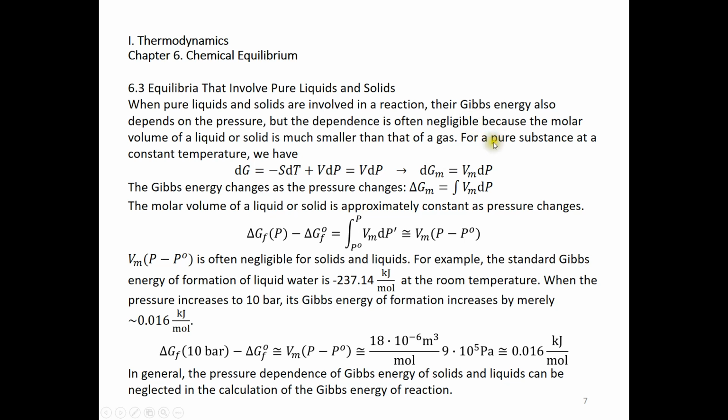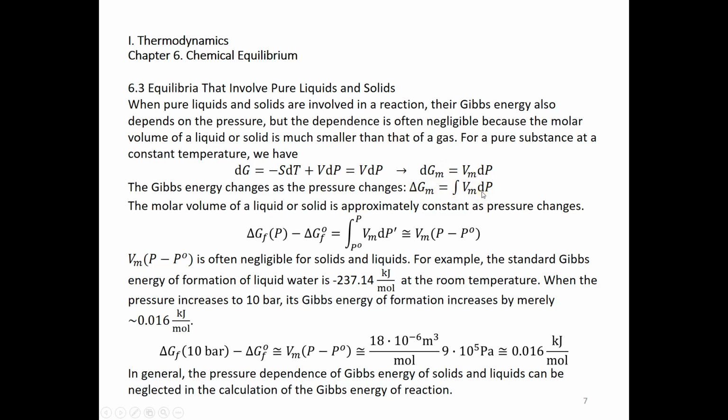Now let's look at a pure substance of a fixed amount at a constant temperature. We have dG equal to VdP. This is just because dT is 0 when the temperature is held constant. And then we have dGm equal to Vm dP. Gm is the molar Gibbs energy, Vm is the molar volume. By looking at this equation, we know the Gibbs energy changes as the pressure changes. And because molar volume is always positive, when pressure goes up, molar Gibbs energy goes up.